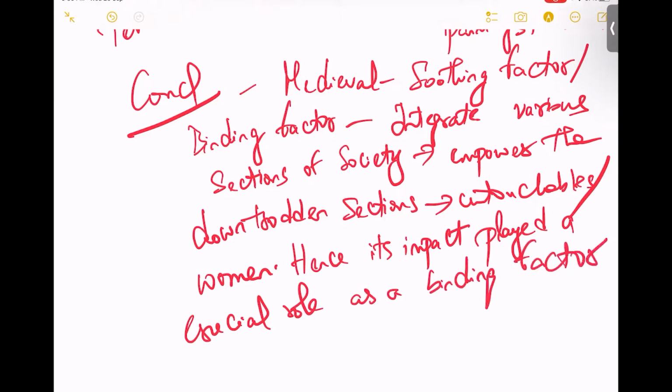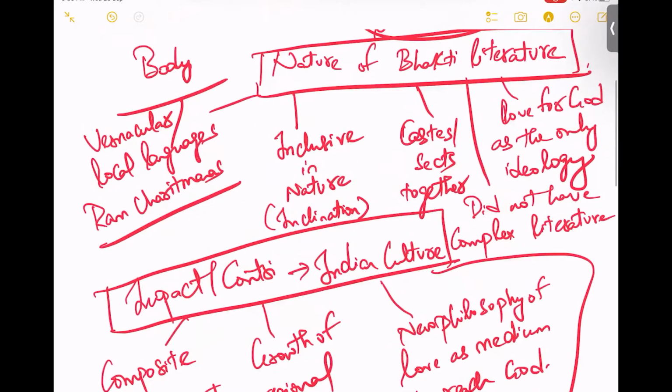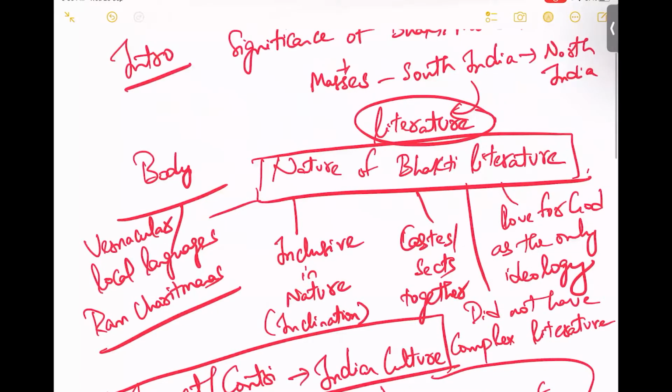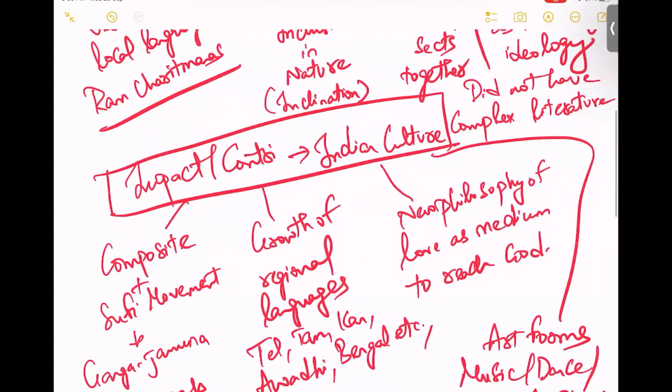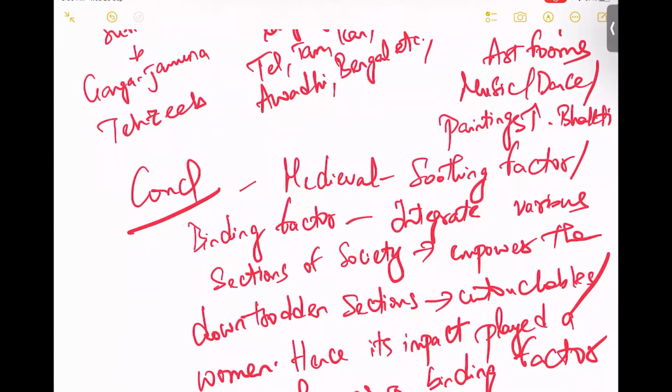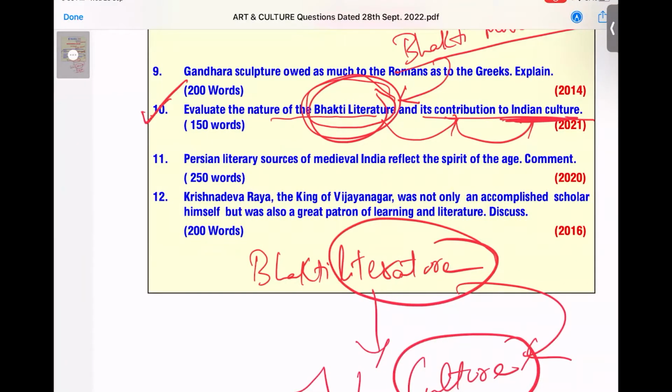Clear? This is how you approach this question. I only have written almost 100 to 150 words. Is it clear, everyone? Yes, sir. Yes, sir. Okay. So that is how you approach these kind of questions, by bringing in multiple angles and convincing the examiner that you know all this.